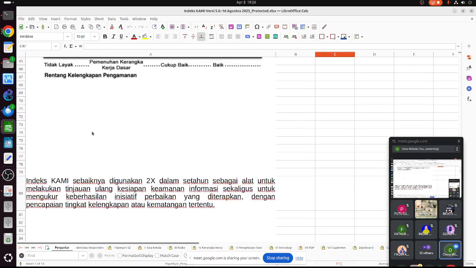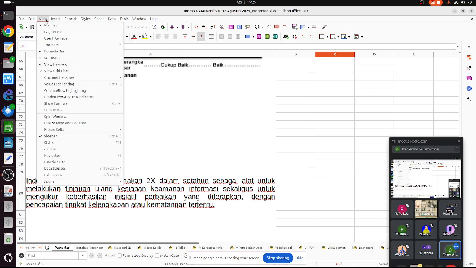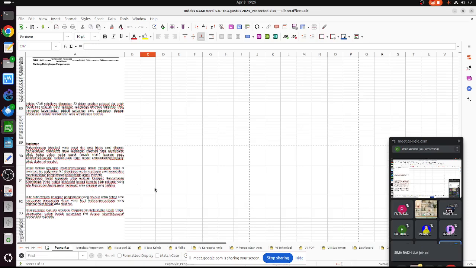So basically, let me give you some overview first, because basically the Kami Index will cover the ISO 27000. It will cover the privacy, data privacy of our organization and so on. Okay, let me give you the overview. So I will zoom out. I will show the entire page.